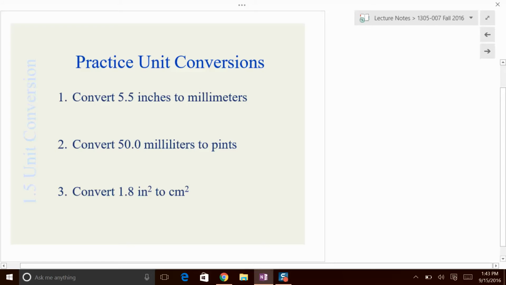Okay, so let's do a few conversions here. 5.5 inches to millimeters. Inches to centimeters, there's a pretty good conversion factor for that: 2.54 centimeters equals 1 inch. So let's first do that one, inches to centimeters. And then I can go from the centimeters to the millimeters.